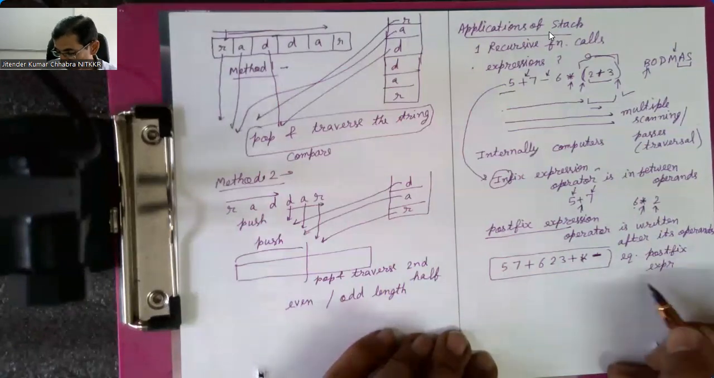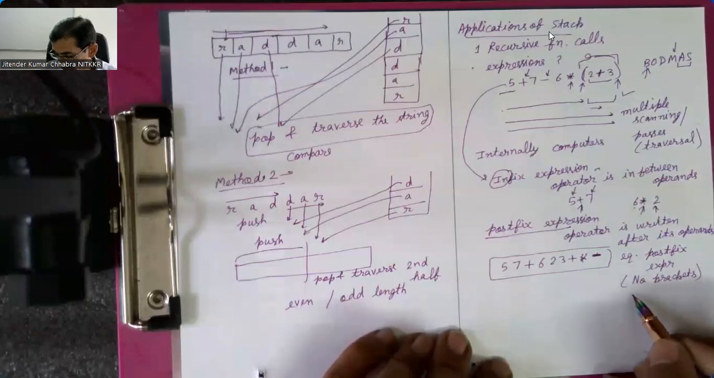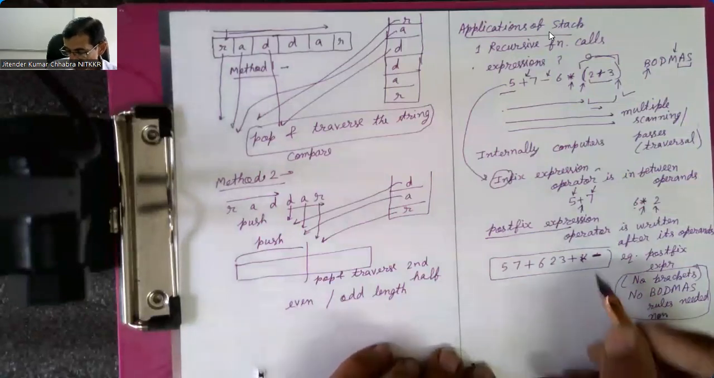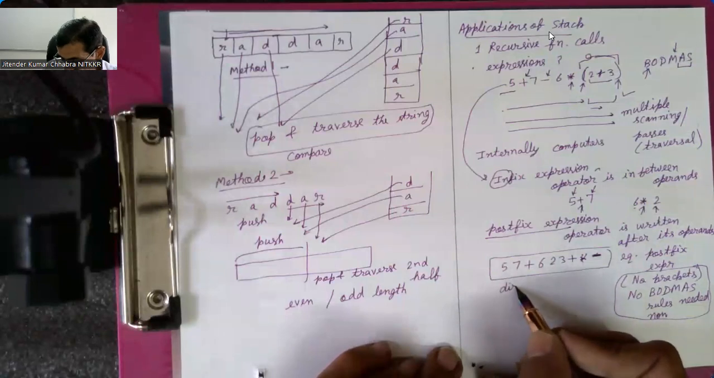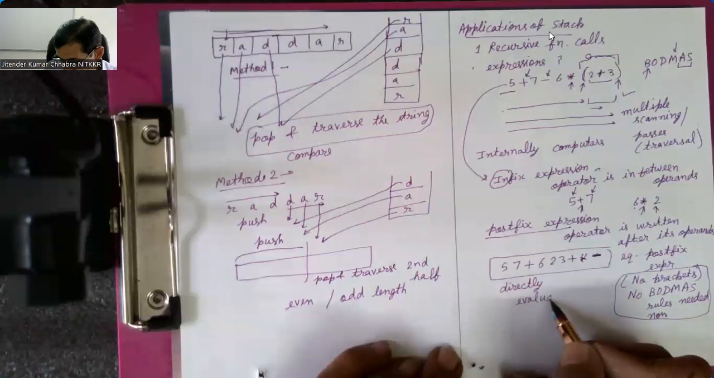But it has its own advantage. One advantage is no brackets are there. All brackets and BODMAS related rules get automatically solved in this. Of course, based on that only, this expression has been computed. And once this is ready, I say this is directly evaluatable.